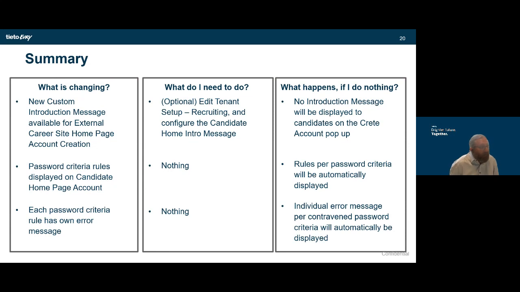So in summary, we have this new introductory message available. The password rules are really clear, and if the candidates make a mistake, the system will guide them very clearly too. Obviously, we need to configure that message, but the password rules are whatever we've chosen from the available rules. But if we do nothing, of course, there's nothing really for us to do as far as the password criteria are concerned, if they're already there in the system for you.